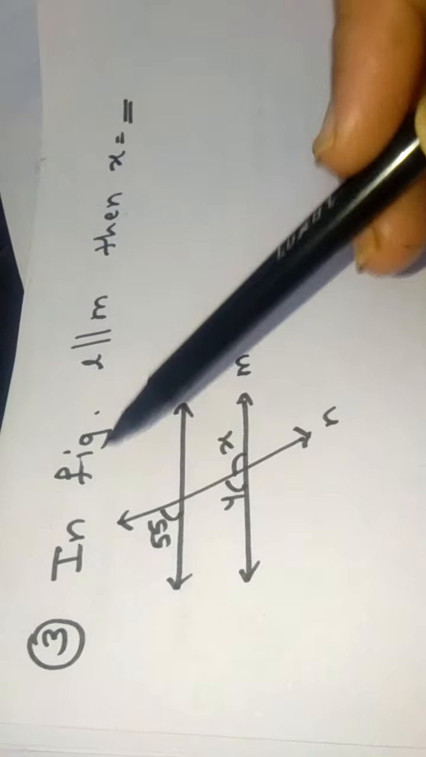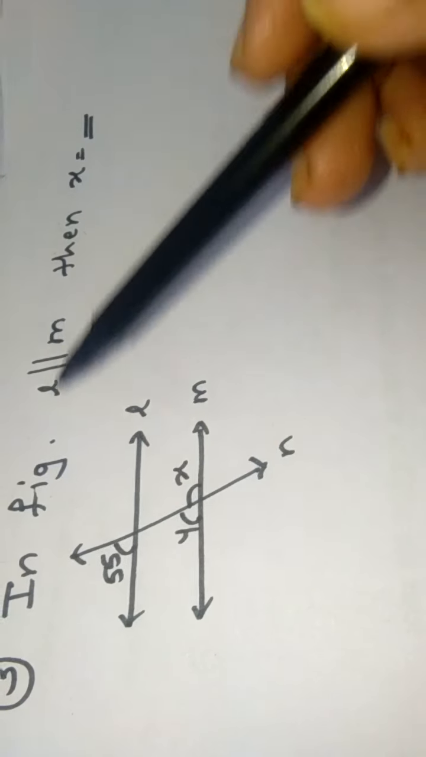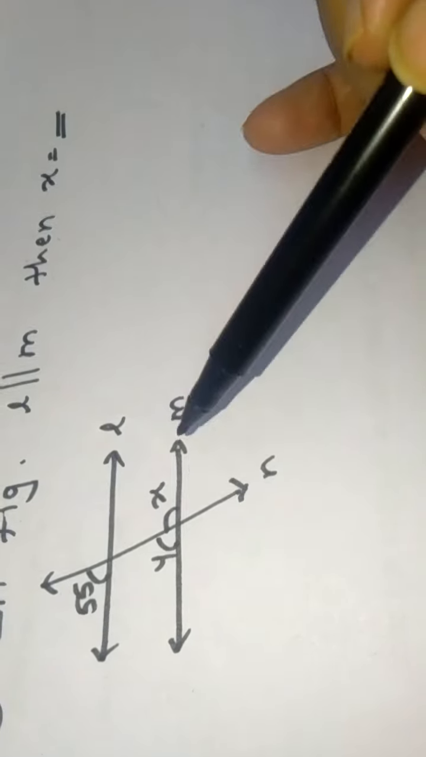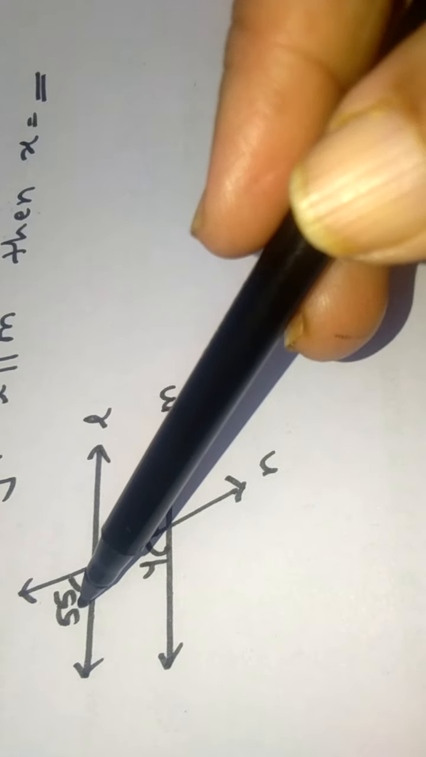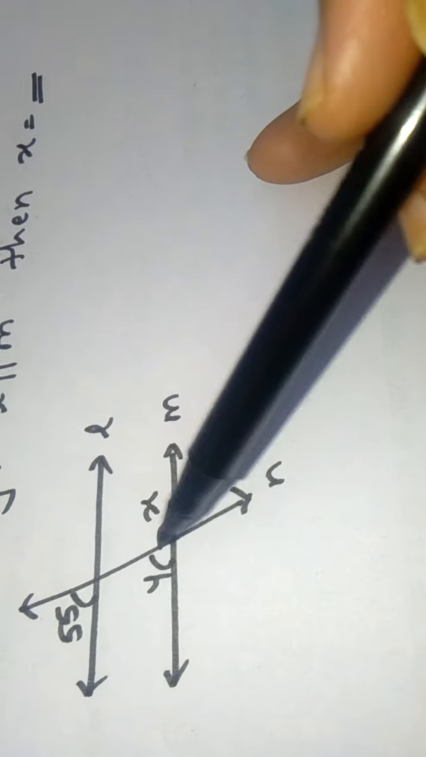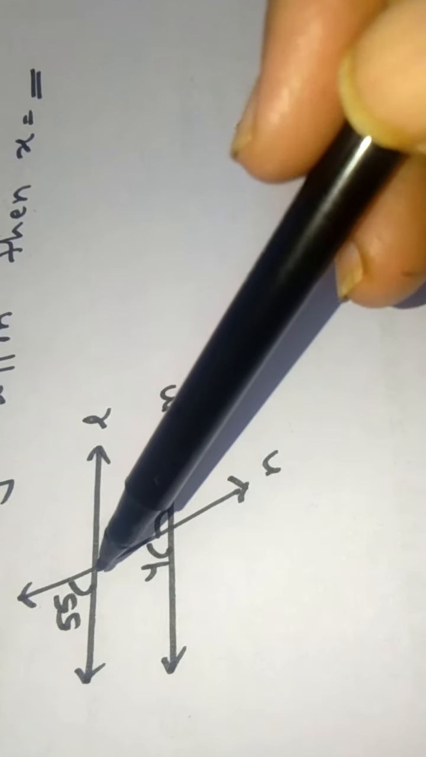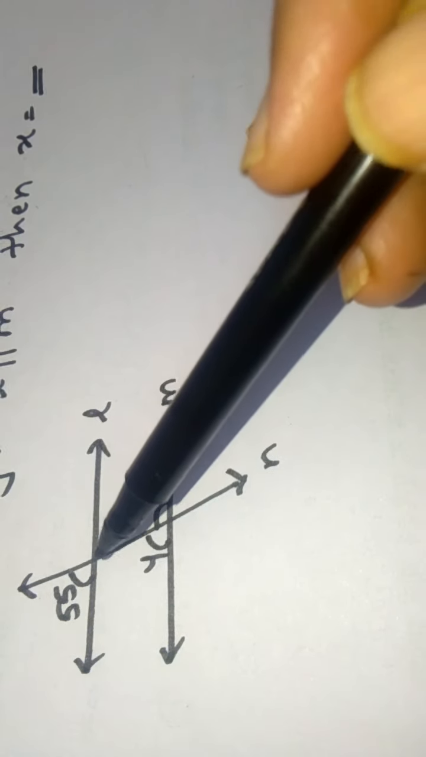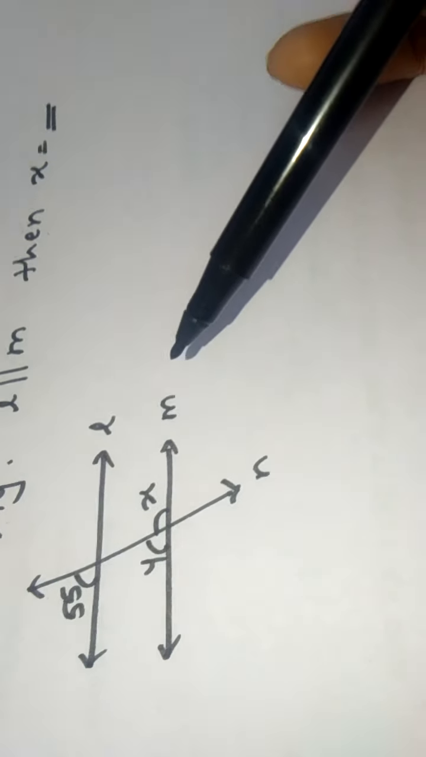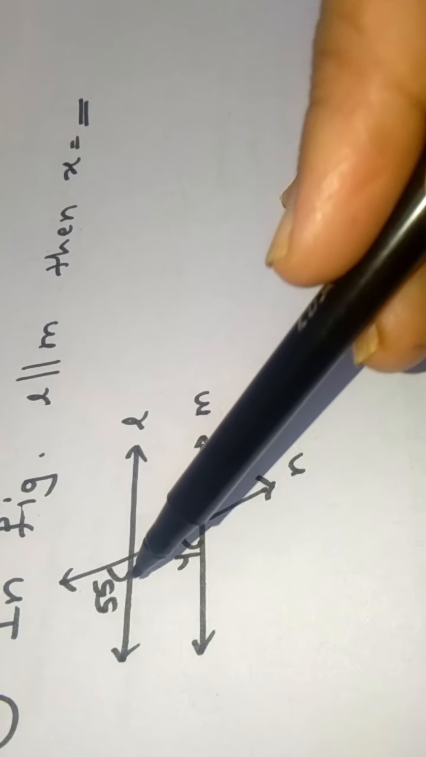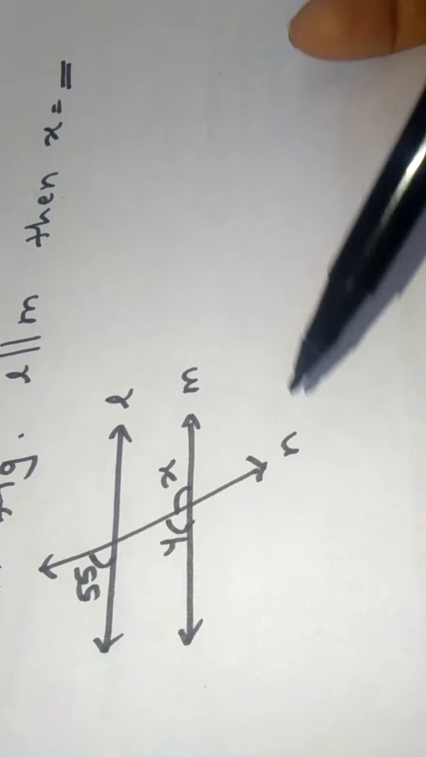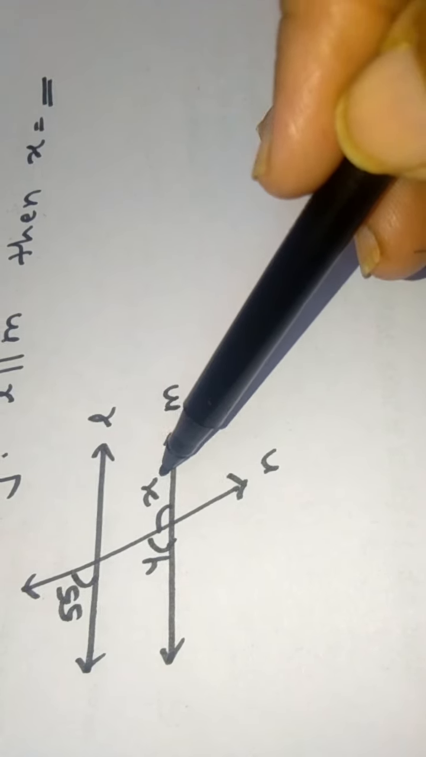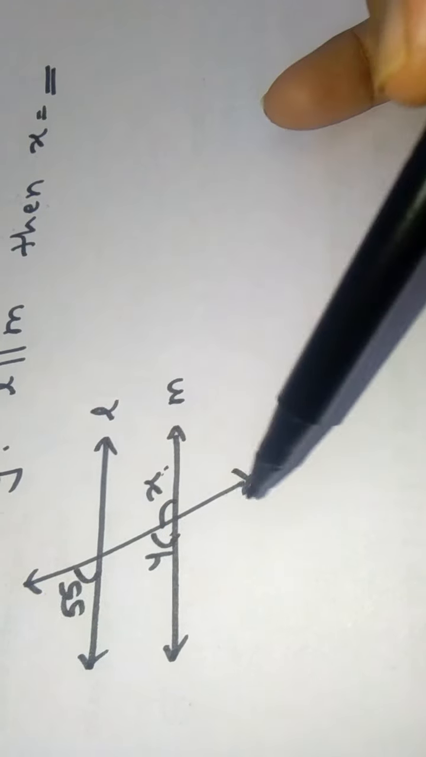Now take third problem. In the figure, line L is parallel to M and line N is the transversal. These are parallel lines and N is a transversal. Then by the rule of parallel lines, corresponding angles are congruent, alternate angles are congruent and interior angles are supplementary to each other. We know these properties. Now angle 55 and angle Y, these are corresponding angles. Y and angle X are angles in a linear pair, therefore their sum is 180.